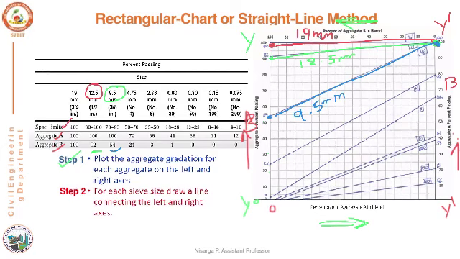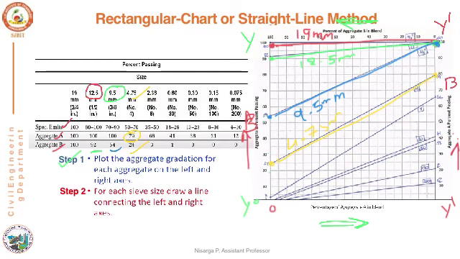And next move on to 4.75. For aggregate A, the percentage passing is 79%. The 79% value is here. And for aggregate B, the percentage passing is 24. Join these two points together to get the gradation line for the 4.75 mm sieve. So similarly, for each and every sieve size, we need to plot a straight line in this method. Okay, so now we need to consider the values.